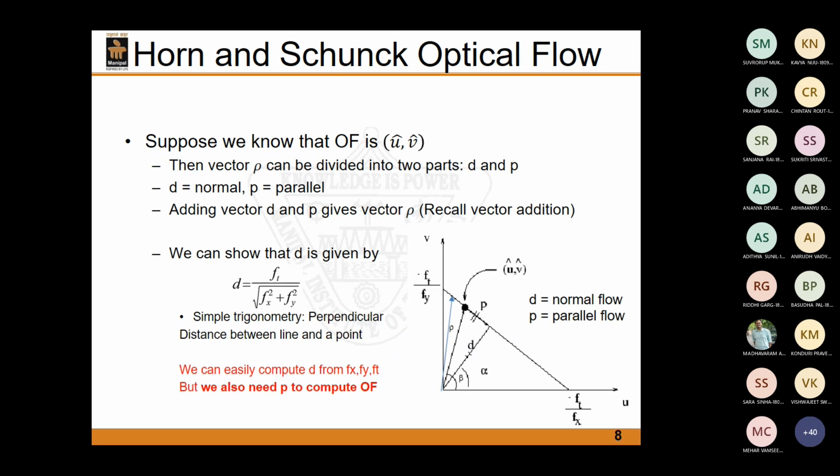Now you have certain names for that. D is called the normal flow, and P is called the parallel flow. So if you are assuming this, another thing here is we need to compute P. Again, it boils down to trying to find out where exactly this P is, or how you can compute this P, because only if you know this P can you calculate the optical flow, right?